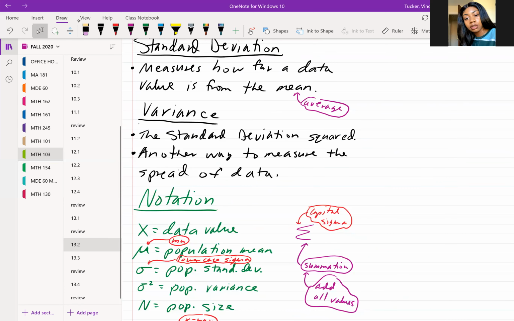All right. So like I said, that's the notation for the population. Whether you're dealing with sample or population, X will always be your data value. But that's your population. We'll scroll up to see our sample symbols in a second.